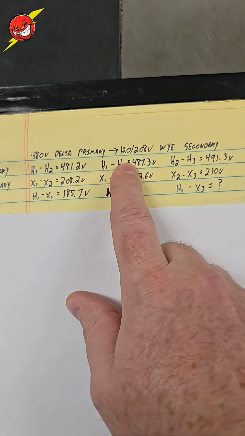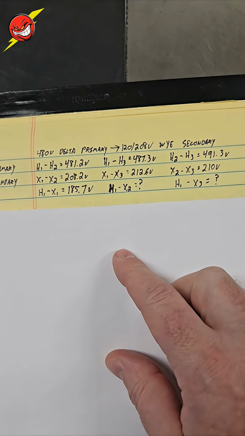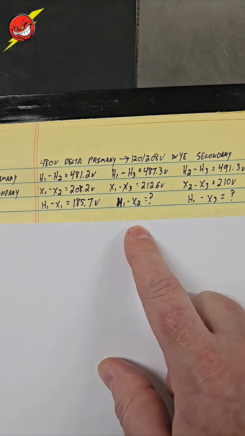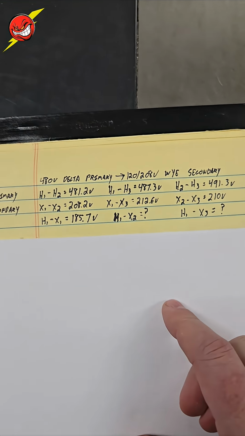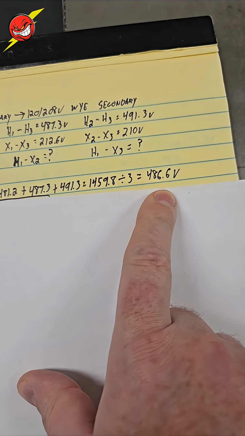Here's all the information that we have so far. It's a 480 Delta primary to a 120/208 Y secondary. Here's all your voltage readings between all the terminals. And given all this information, we can actually calculate H1 to X2 and H1 to X3. First, we'll calculate the average of the primary voltage, which comes out to 486.6.